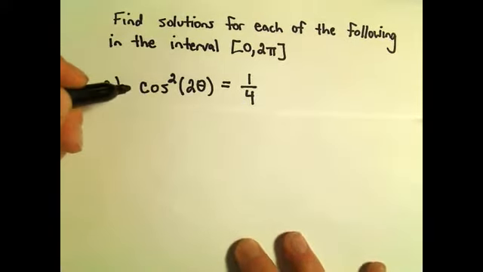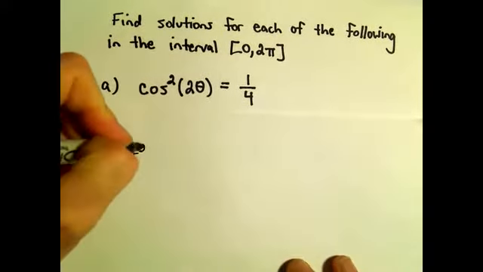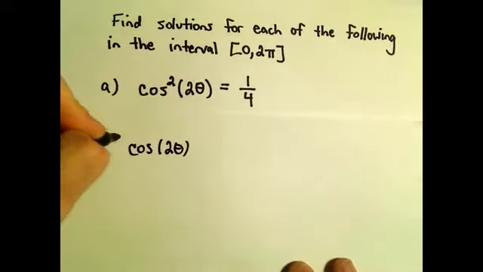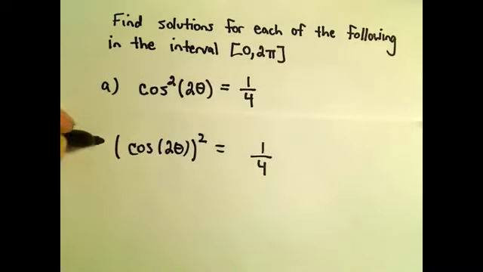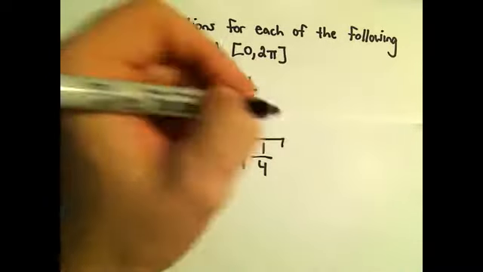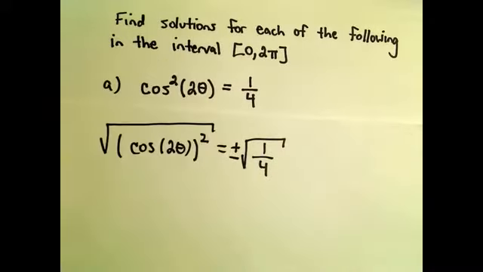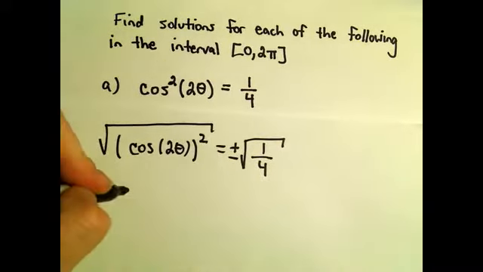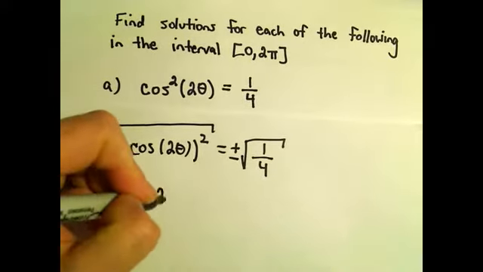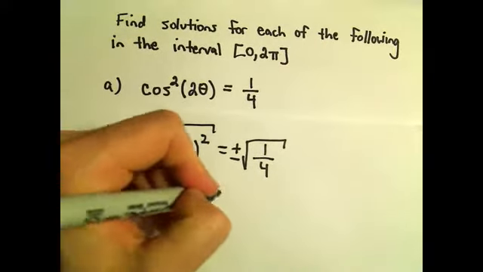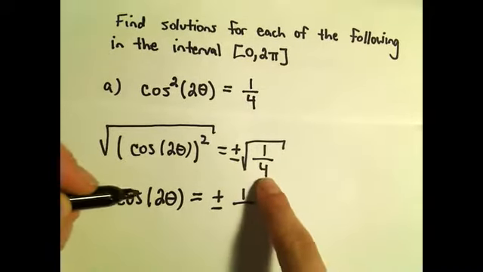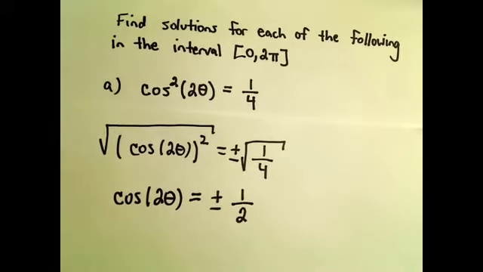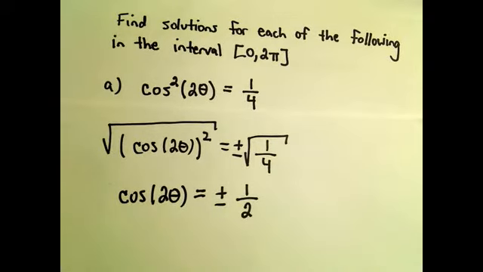So the first thing, we've got cosine squared of 2 theta equals 1/4. I'm going to rewrite that as cosine of 2 theta all being squared equals 1/4. Well, to get rid of the square, I'm going to square root both sides. And recall, when you take a square root, you've got to stick a positive and a negative on one side or the other. So on the left side, we'll be left with cosine of 2 theta equals positive, negative. Well, if you take the square root of 1, we get 1. If we take the square root of 4, we simply get 2. So I'm trying to figure out where cosine of 2 theta equals positive or negative 1/2.